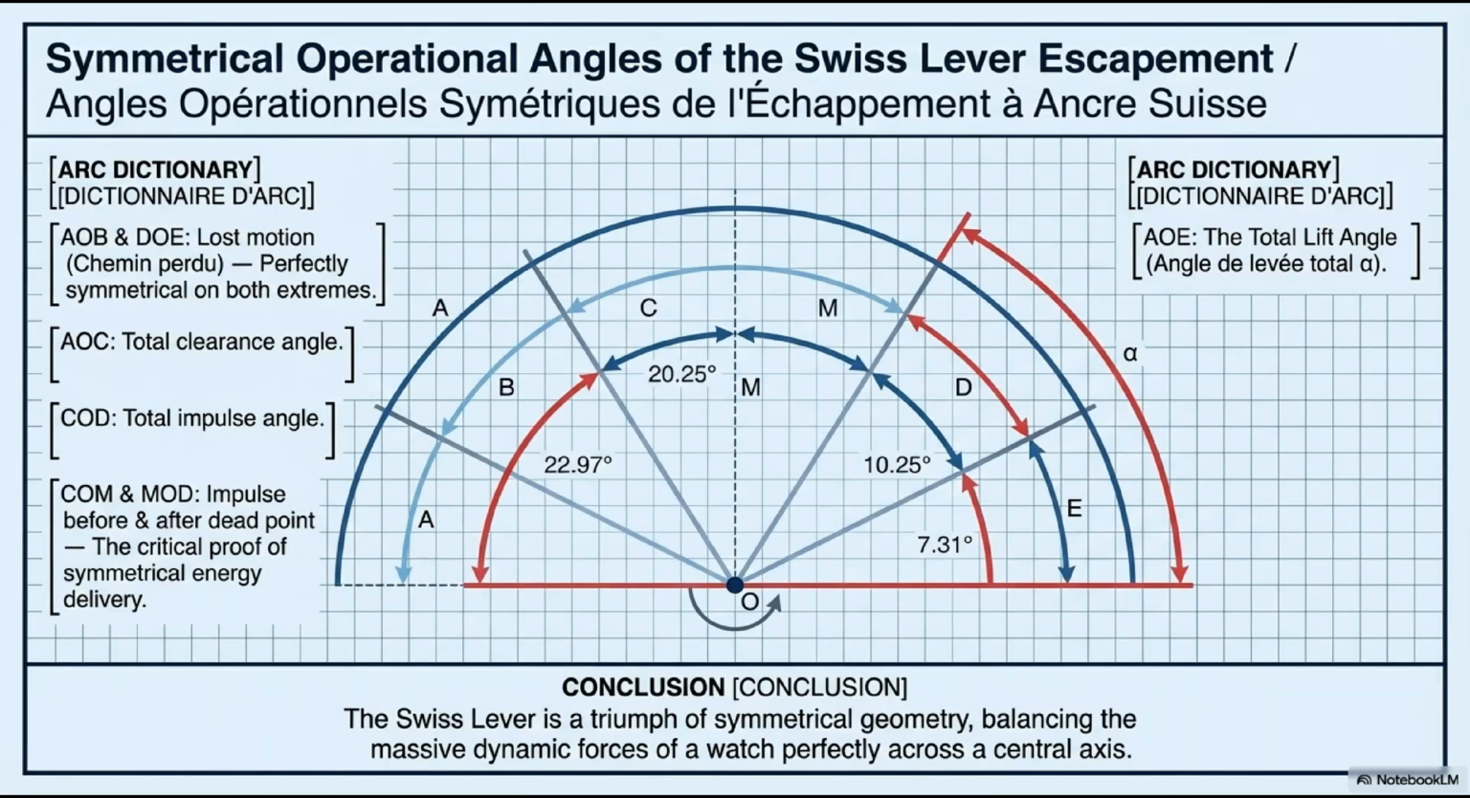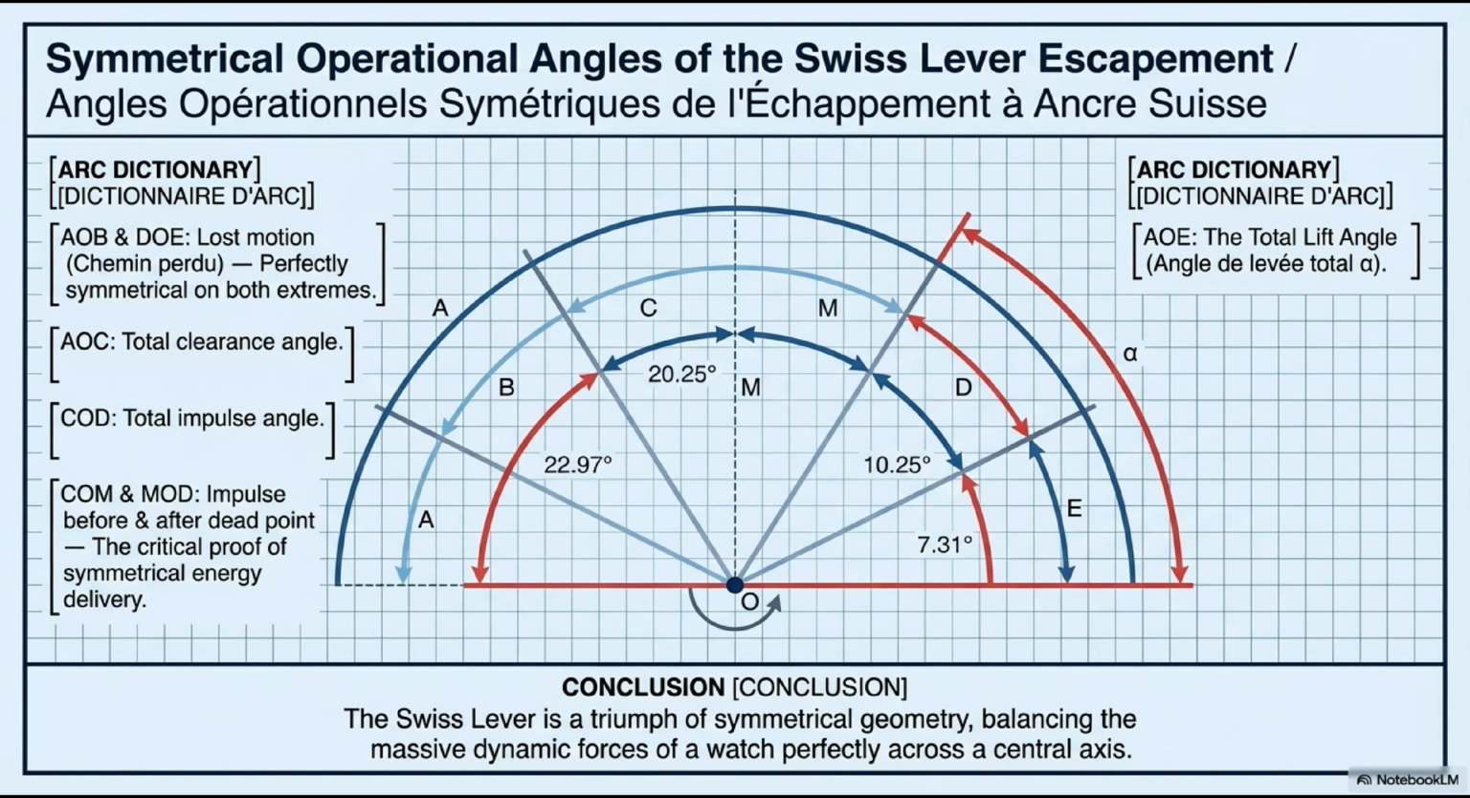This diagram brings together all the angular arcs of the roller cycle in one complete picture, with actual degree values from a calibrated example assortment. The central axis, the dashed vertical line, is the dead point, mort. Everything is symmetric about this line. That bilateral symmetry is the geometric proof of the Swiss lever's symmetric energy delivery.